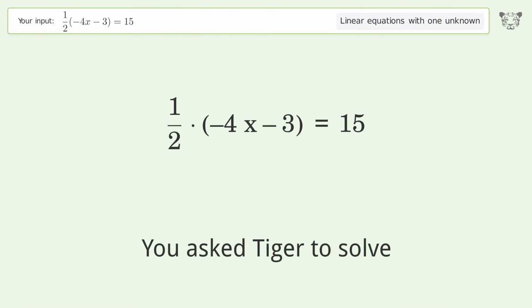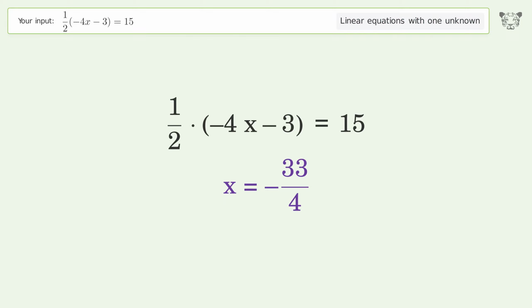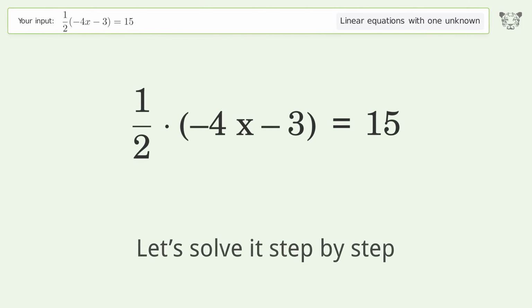You ask Tiger to solve. This deals with linear equations with one unknown. The final result is x equals -33/4. Let's solve it step by step.